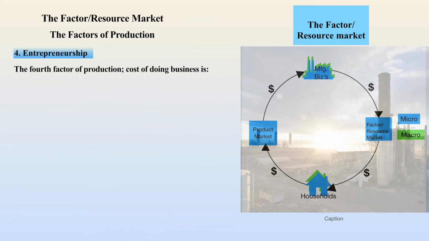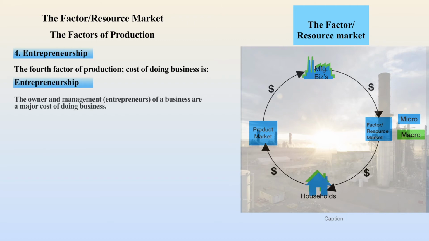The fourth factor of production, cost of doing business, is entrepreneurship. The owner and management entrepreneurs of a business are a major cost of doing business.